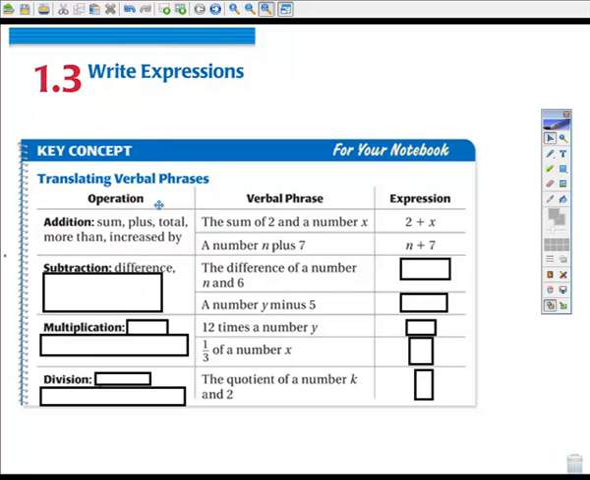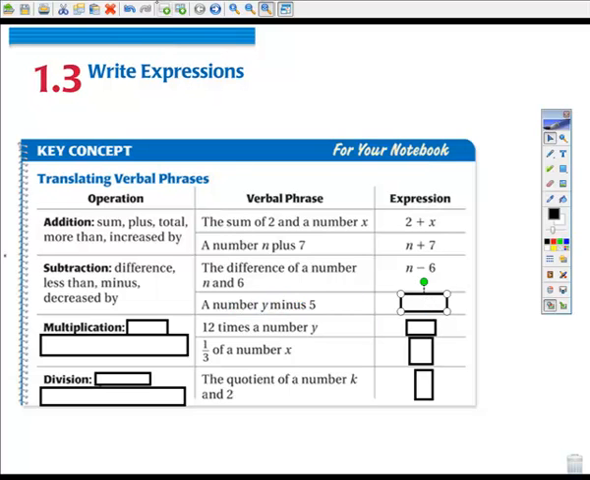Subtraction, a few different words that mean subtraction are difference, less than, minus, and decreased by. With addition, the order doesn't matter, so technically 2 plus x, x plus 2 is the same thing. But for subtraction, order definitely matters. When we say the difference of a number n and 6, the n is going to come first because it's the difference of that number and 6. So this needs to be n minus 6. And then here we have a number y minus 5. So the y has to come first, y minus 5.